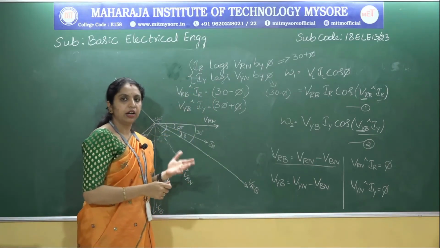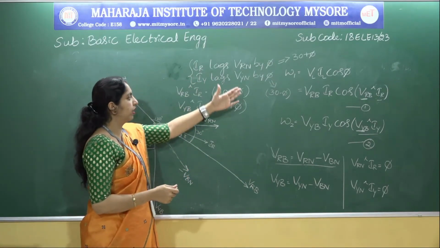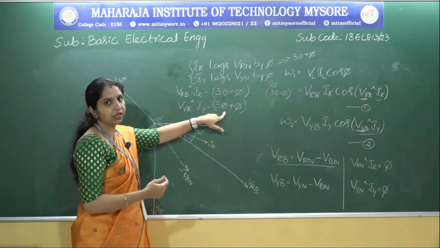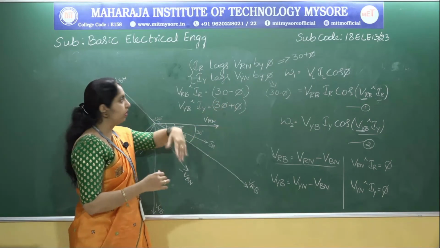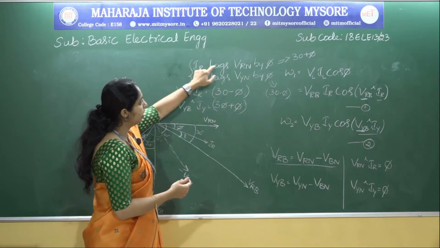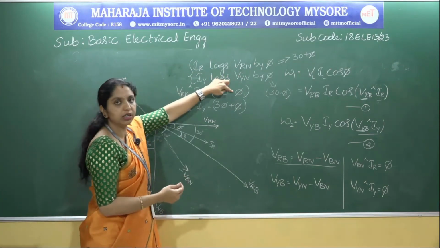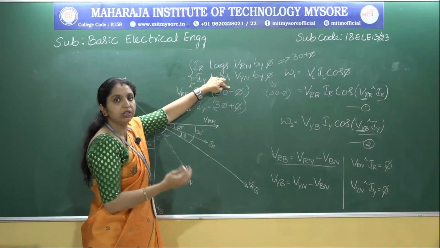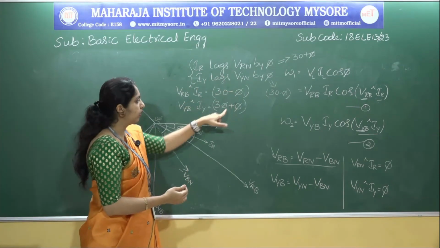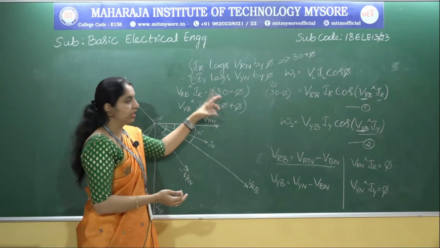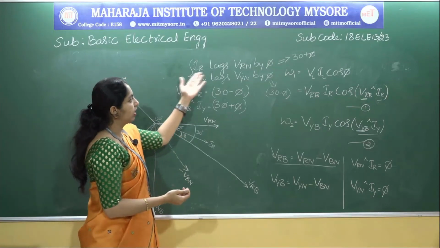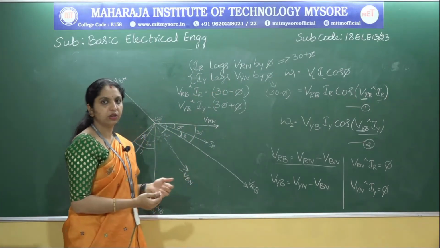If you consider current lags voltage by phi, then in one case we get 30 minus phi, in another case we get 30 plus phi. And similarly, if you consider current leads, instead of taking lags, if you consider IR leads VRN, so instead of getting 30 minus phi, we would be getting 30 plus phi, and instead of getting 30 plus phi in the second case, we would be getting 30 minus phi, so vice versa. Okay, so that means anything can be considered, either current lags voltage or current leads voltage.